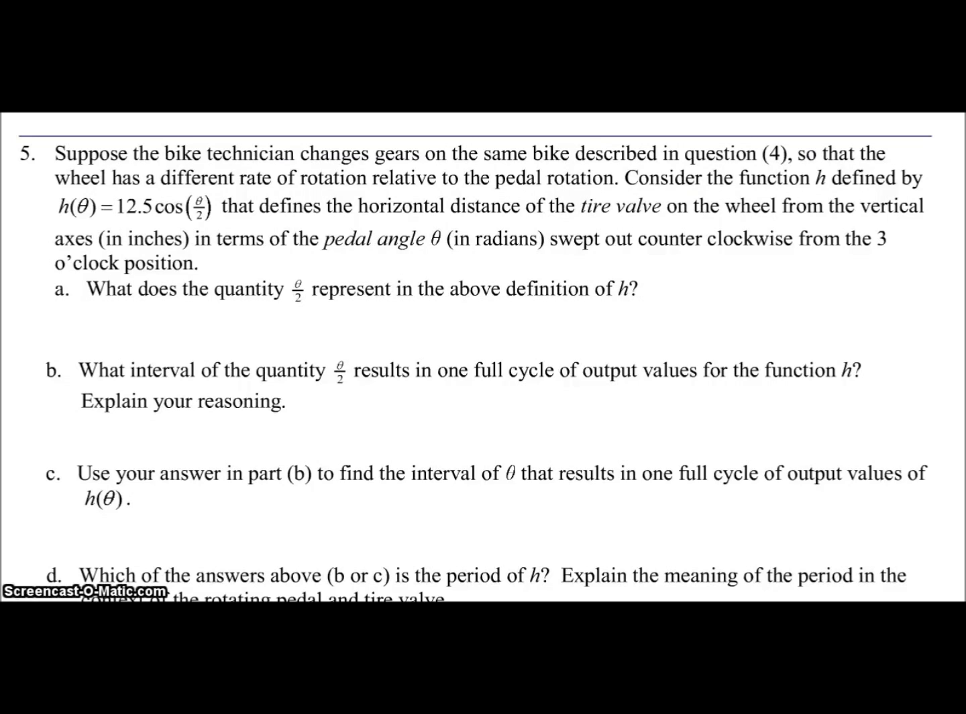Suppose the bike technician changes gears on the same bike described in question 4, so that the wheel has a different rate of rotation relative to the pedal rotation. Consider the function h defined by h of theta equals 12.5 cosine of theta over 2 that defines the horizontal distance of the tire valve on the wheel from the vertical axes in terms of the pedal angle theta, swept out counterclockwise from the 3 o'clock position. What does the quantity theta over 2 represent in the above definition of h?